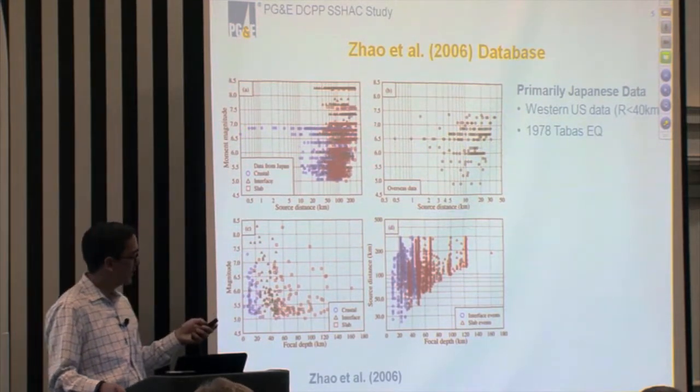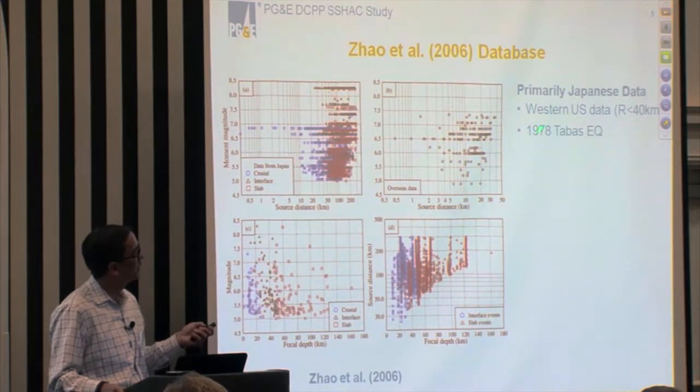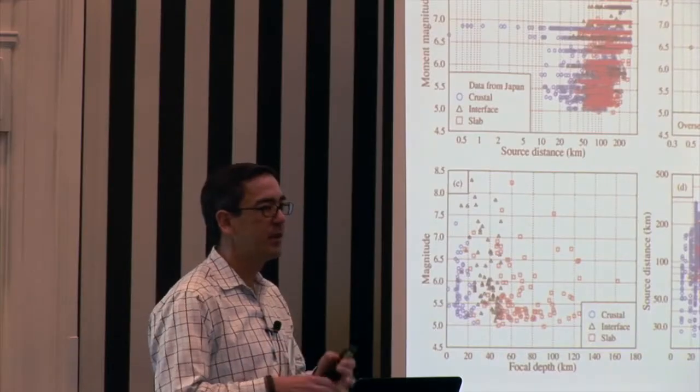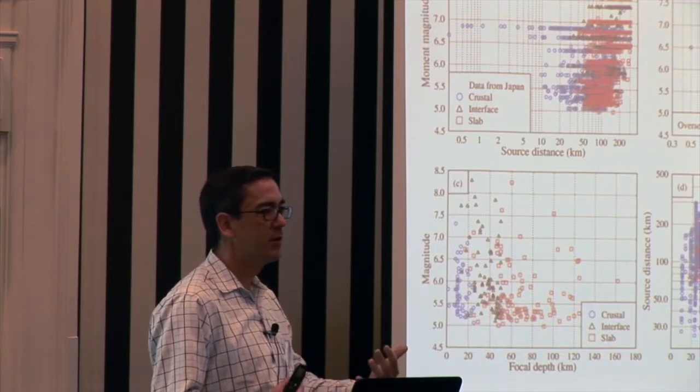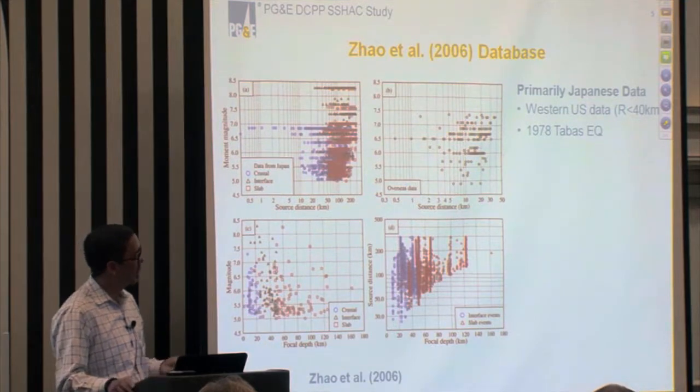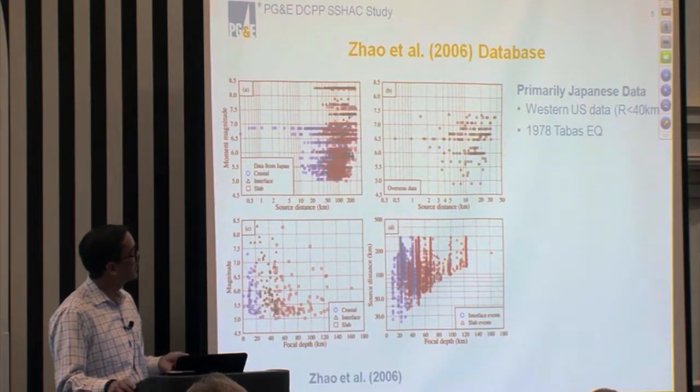Then he also added some significant events from Western US data sets for distances less than 40, because for his crustal model he said he wanted to increase the large magnitude, fairly close-in distance range. And as well, he added the records from the 1978 Tabas earthquake.